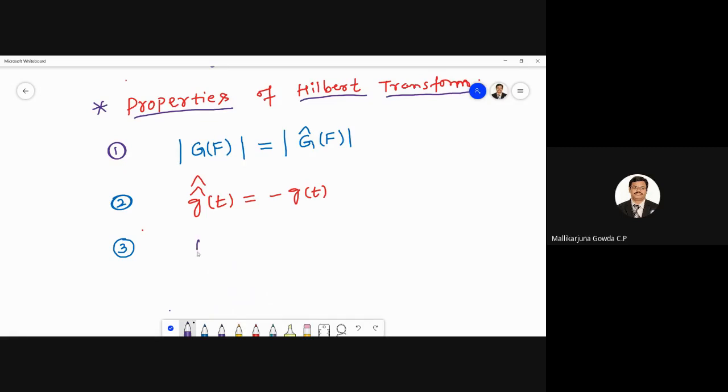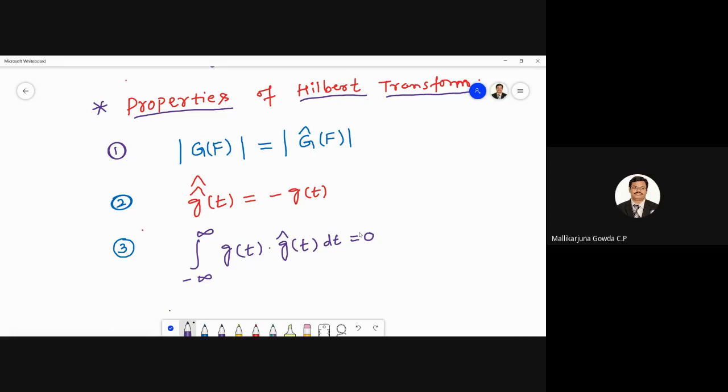I say the integral from minus infinity to infinity of g(t) into g-hat(t) dt will be equal to 0. So this we say the signal g(t) and its Hilbert transform will be orthogonal over the entire time interval.